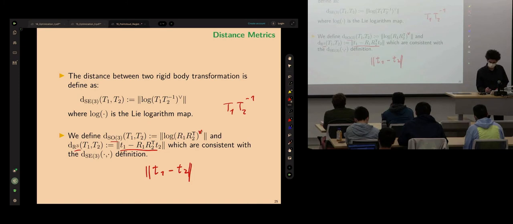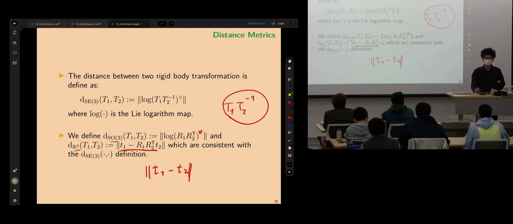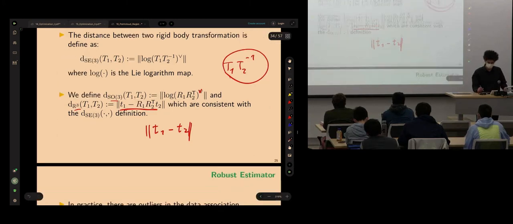But the true translation distance is this one, which comes from the matrix. You just look at it, that's how it looks. You should know this from the filtering lectures. First rotating and translating is not the same as first translating and then rotating.